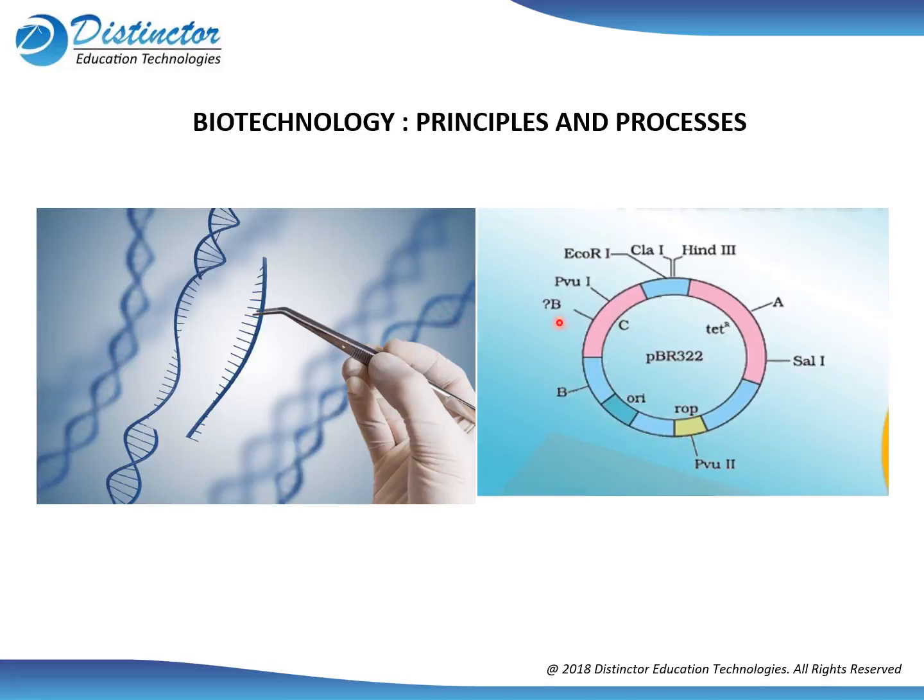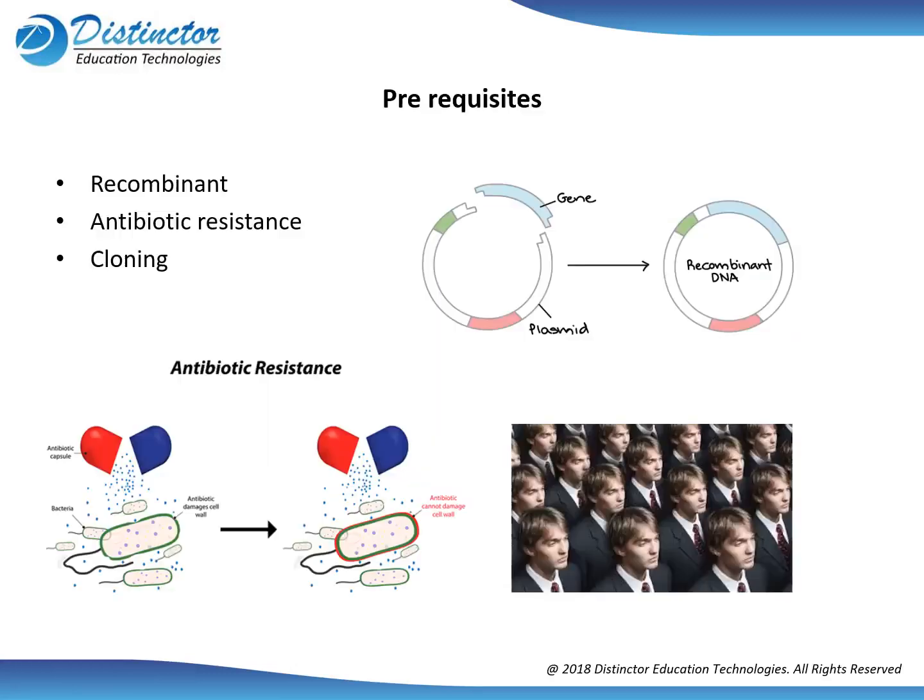So this is one of the cloning vectors, called pBR322. This is an artificially made cloning vector. So before going to our content part, first we will be clear with the prerequisites. So what is a word?